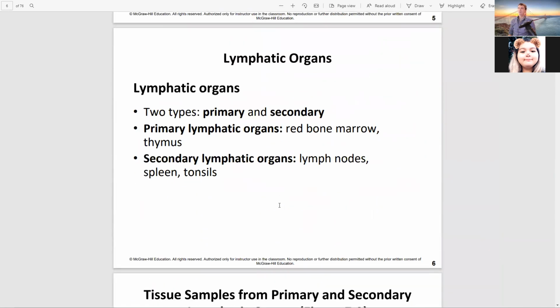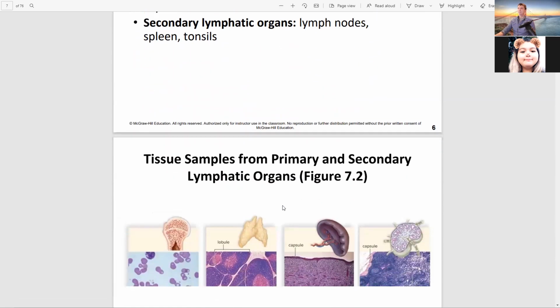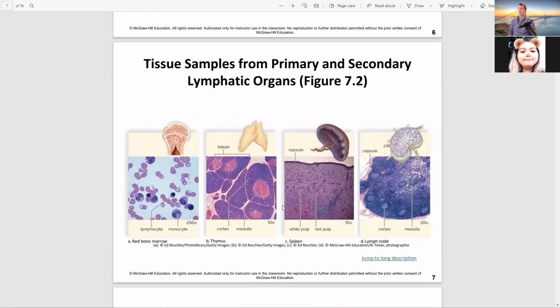So there's two types of lymphatic organs. There's primary and secondary. So primary lymphatic organs are red bone marrow and the thymus. And secondary lymphatic organs are lymph nodes, the spleen, and the tonsils. And that's shown here. So tissue samples from primary and secondary lymphatic organs. So on the left here, we have red bone marrow, the thymus, the spleen, and lymph nodes.